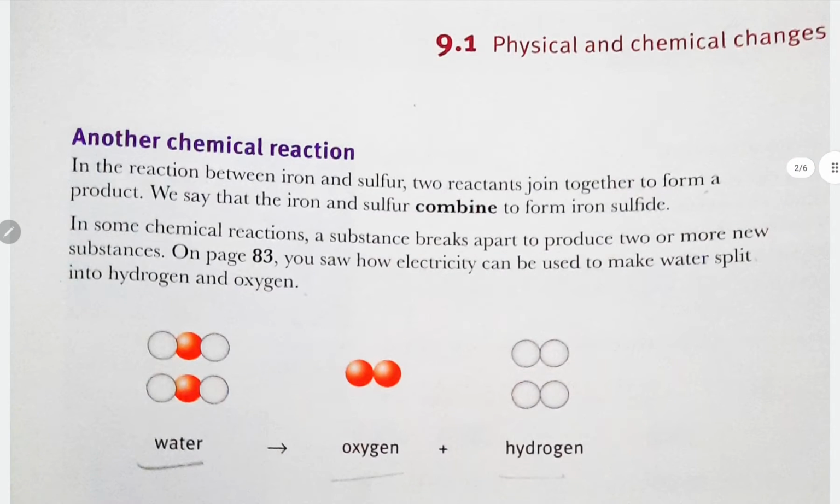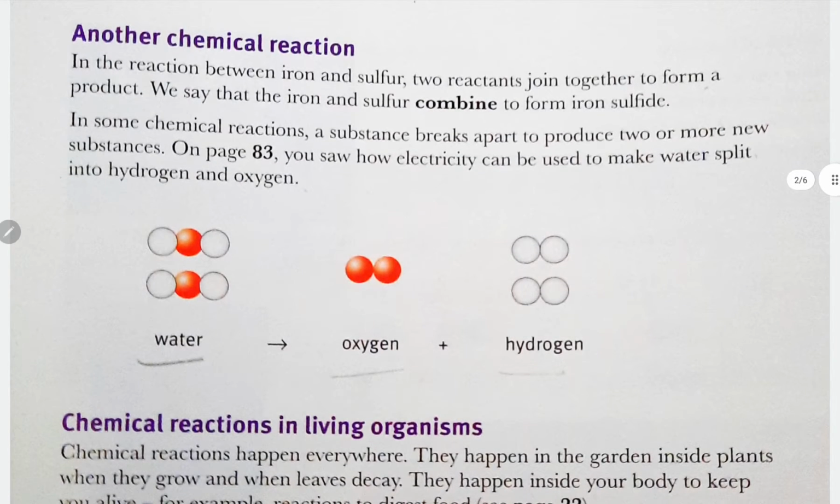So, let us discuss another chemical reaction. In the reaction between iron and sulfur, two reactants join together to form a product. We say that iron and sulfur combine to form iron sulfide. In a chemical reaction, a substance can also break apart to produce two or more new substances.